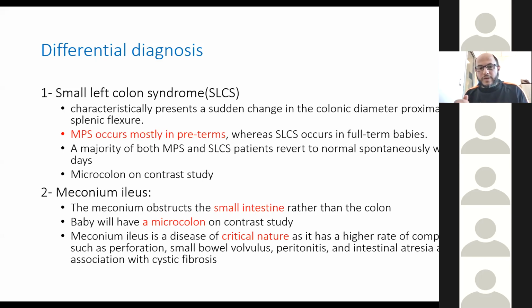The majority of surgeons, when they think it's more meconium plug, examine the anus. In a baby with Hirschsprung disease, you will see a tight anus. That might give a clue, but it's not always right clinically.